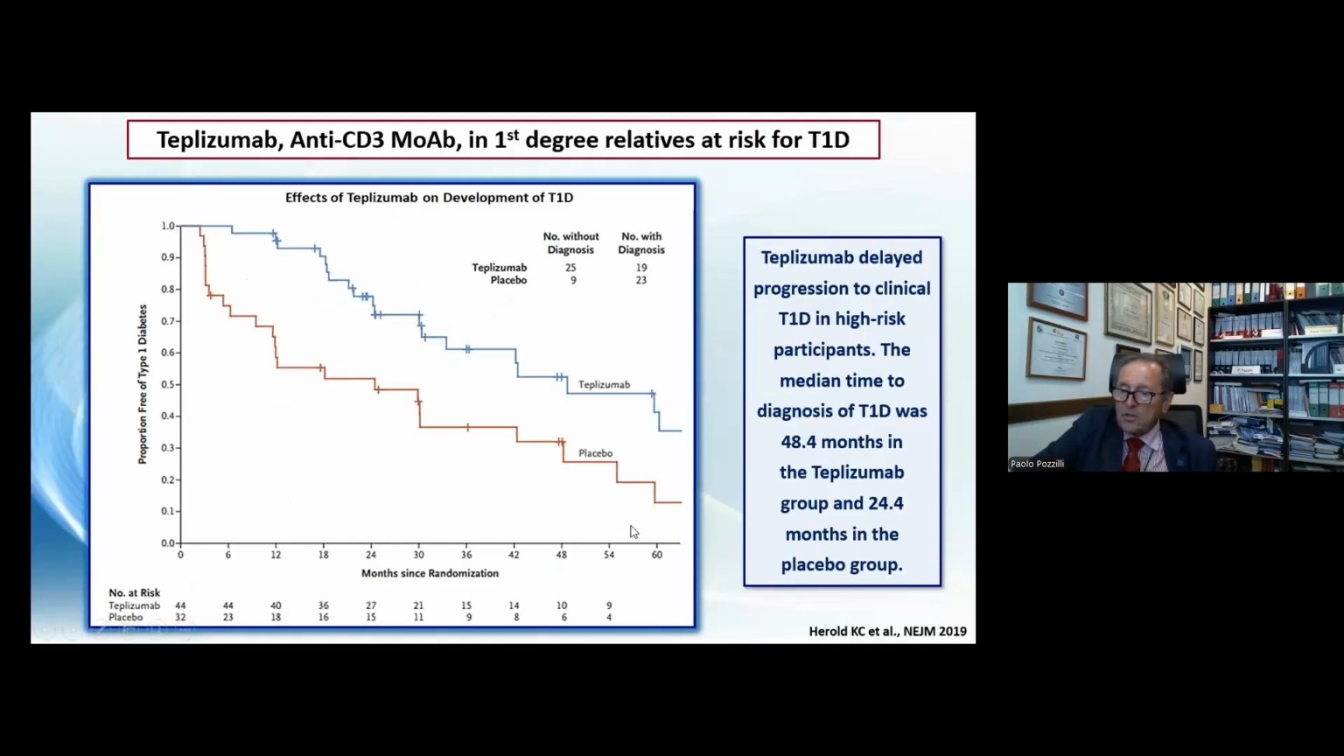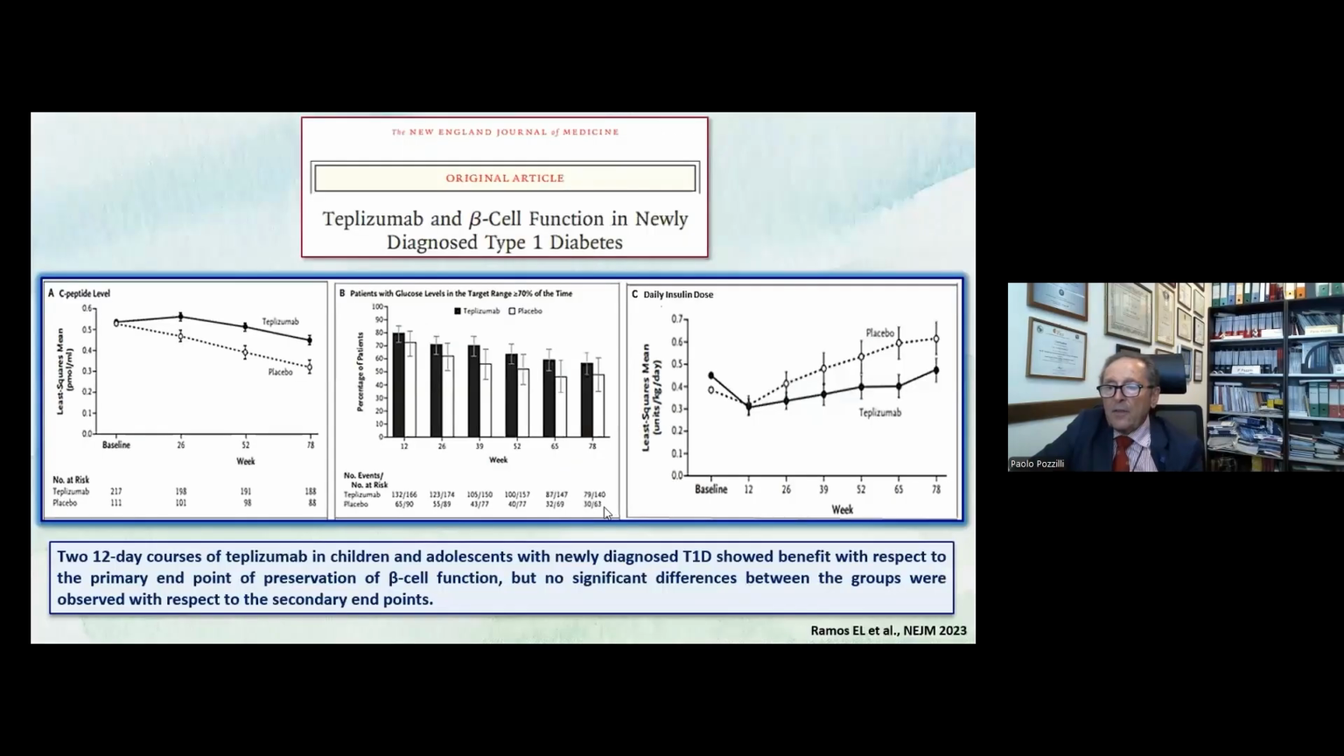Teplizumab over a period of 60 months can preserve the number of subjects free of type 1 diabetes over the 60-month follow-up. So that was good. And you can see that C-peptide is basically preserved. You preserve the beta cell function compared to placebo, and as you can see, the daily insulin dose is definitely reduced. These patients are treated with a very low insulin dose compared to placebo.